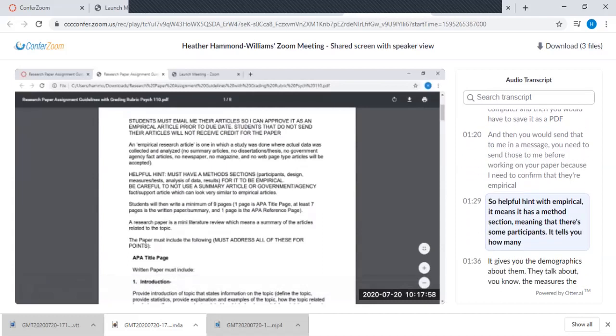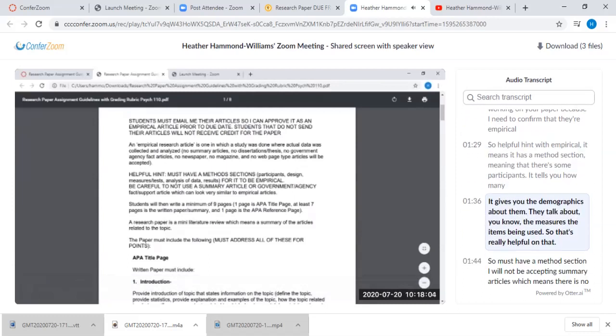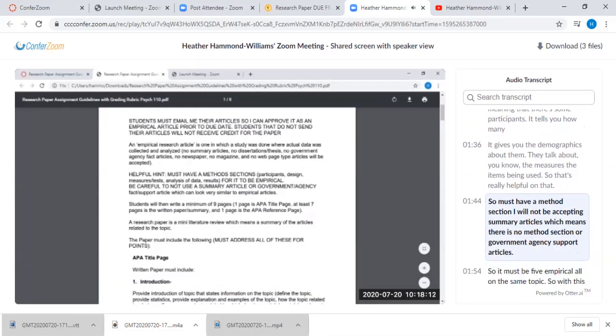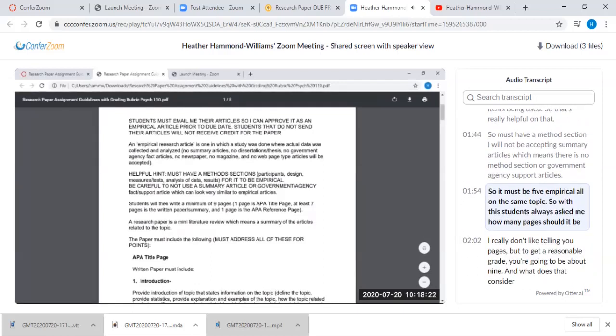A helpful hint with empirical: it means it has a method section, meaning that there are some participants, it tells you how many, it gives you the demographics about them, and they talk about the measures, the items being used. So that's really helpful. It must have a method section. I will not be accepting summary articles, which means there is no method section, or government agency support articles. So it must be 5 empirical, all on the same topic.